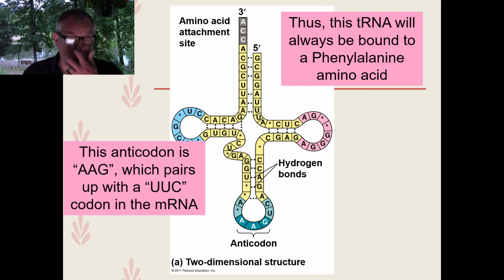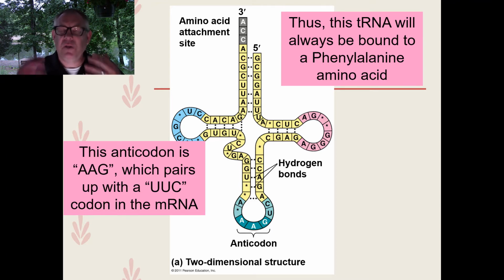And so that's what we're saying here, is that when the ribosome reads that AAG on the mRNA, this is the only tRNA that can come in, and this tRNA will be carrying a phenylalanine. And how do I know that? Because I know what the codon is, the UUC codon is only for phenylalanine.